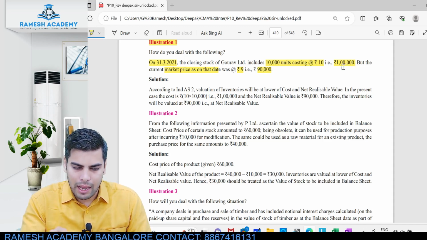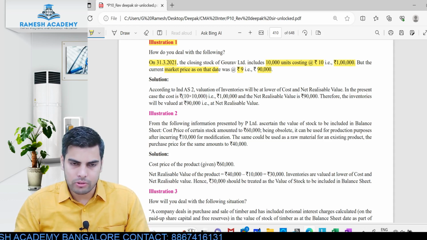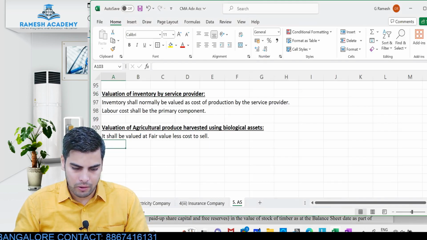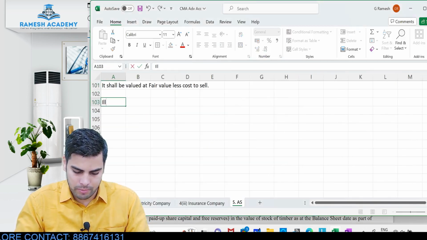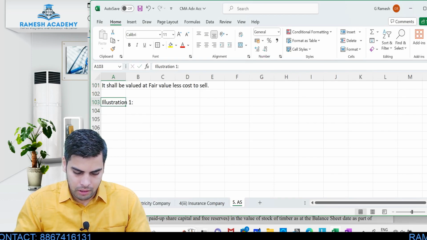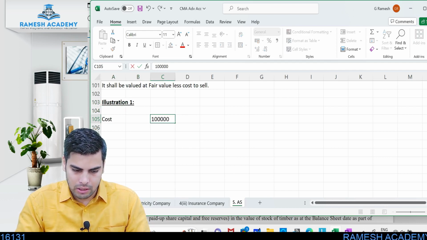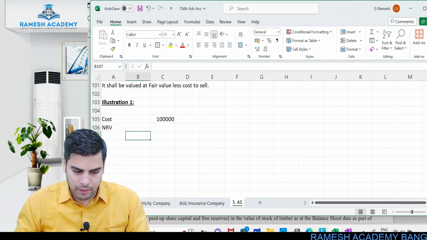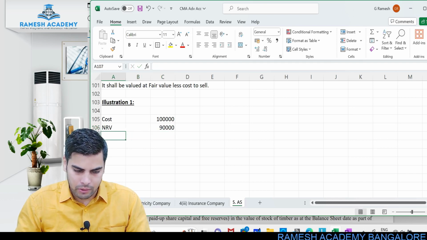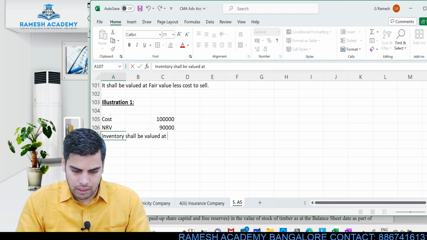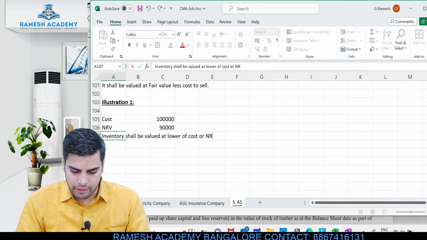Cost over here is 1 lakh, net realizable value is 90,000. So inventory will be valued either at cost or net realizable value, whichever is less. Okay, so let's just solve this illustration. Quite simple. Cost they have already given, 1 lakh. Net realizable value is 90,000. Inventory shall be valued at lower of cost or net realizable value.